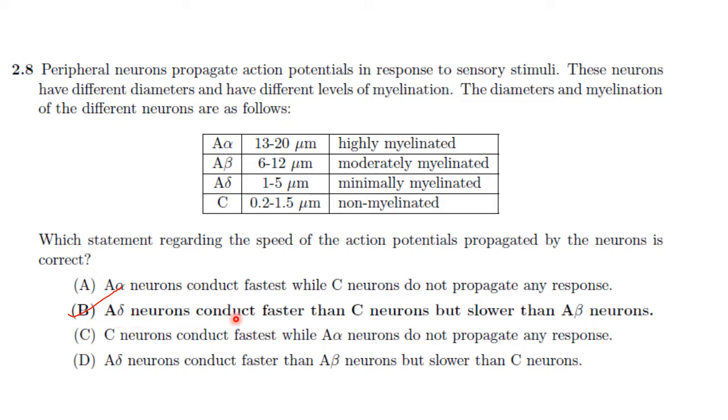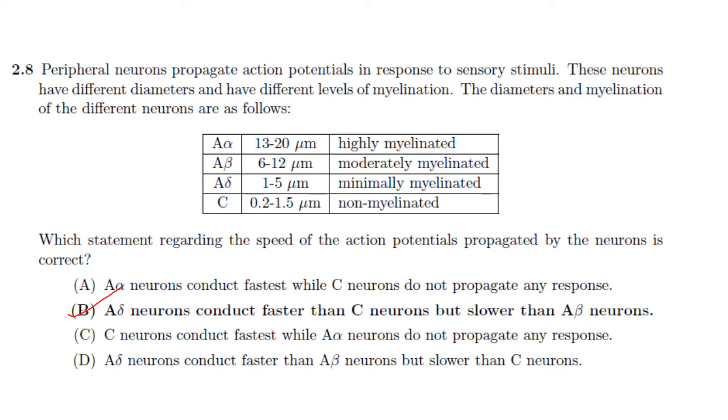A delta neurons conduct faster than C neurons but slower than A beta neurons. A delta neurons have higher diameter than C neurons, and also they are minimally myelinated whereas C is non-myelinated. So A delta neurons conduct faster than C neurons but slower than A beta neurons. A beta neurons have higher diameter than A delta and A beta is more myelinated than A delta. So option B is correct.